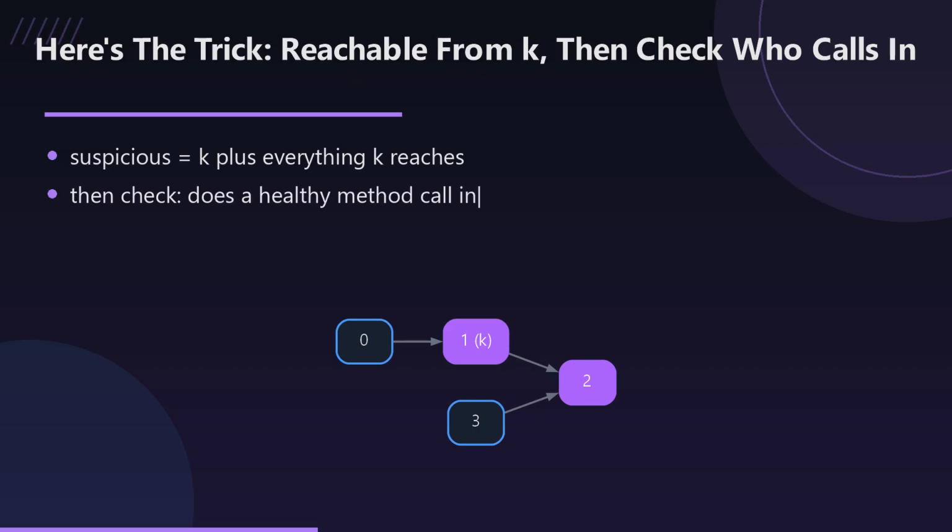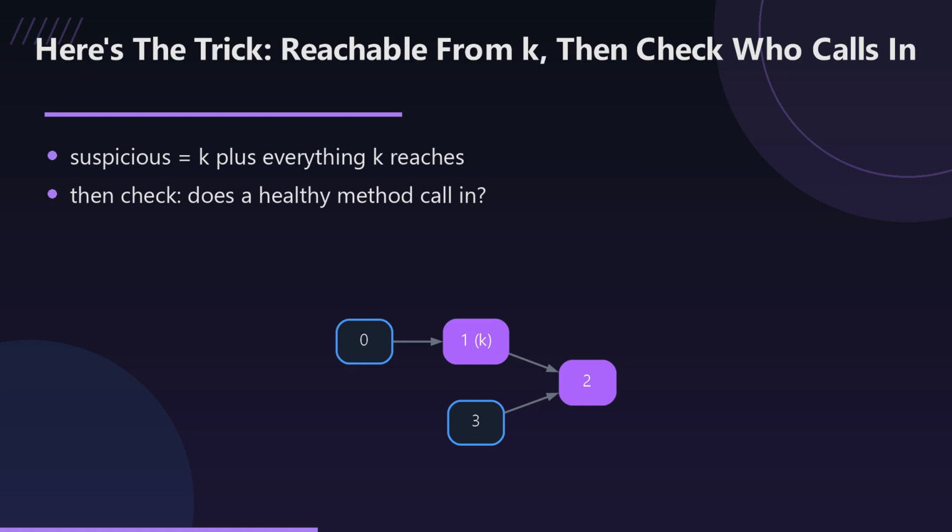Here's the trick. First, suspicious means k plus everything k invokes, directly or indirectly. That's forward reachability starting from k. In our graph, k is method 1 and 1 calls 2. So both 1 and 2 are suspicious. But look closer, method 3, which is completely healthy, calls straight into method 2. If we deleted the suspicious group now, method 3 would be calling into thin air. That's not allowed. In short, a group can only go if nothing healthy still depends on it.